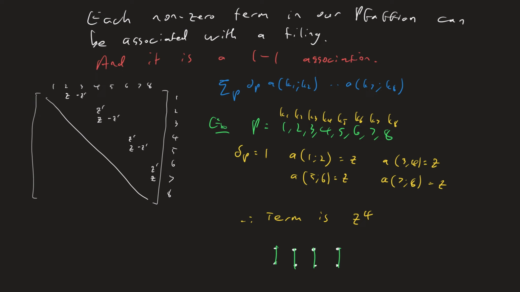Now, of course, there might be more than one way of tiling this grid using 2 horizontal and 2 vertical tiles. So we will have several different permutations, each of which gives us a z squared, z prime squared. So if we add them up and we get, for example, 3 z squared, z prime squared, that means there are precisely 3 tilings with 2 horizontal and 2 vertical tiles in them.